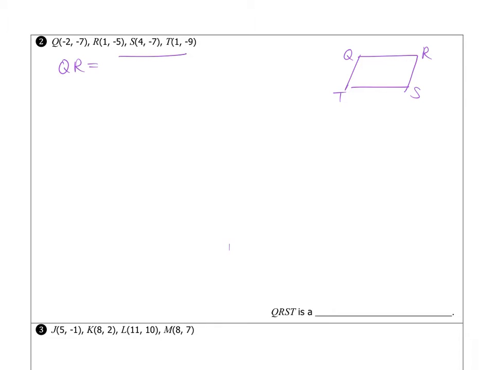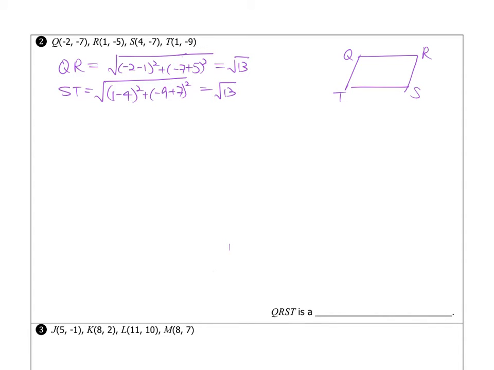So QR equals -7 plus 5. x2 minus x1 squared plus y2 minus y1 squared, right? So that should be root 13. And let's do ST next, which is 1 minus 4 squared plus -9 minus -7, which gives me plus 7. Double negative makes a positive. And I should have 13.